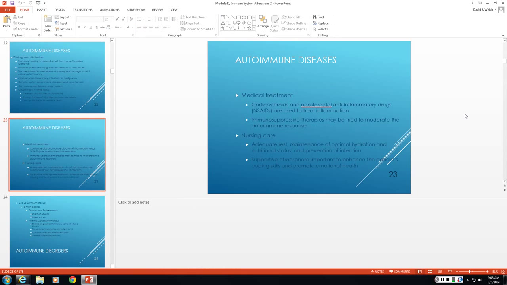Now, your autoimmune diseases, medical treatment for these is going to be with corticosteroids or non-steroidal anti-inflammatory drugs, or NSAIDs. And these are usually used to treat inflammation. You're also going to see immunosuppressive therapies that may be tried to moderate the autoimmune response. Now, nursing care for these patients, you're going to have adequate rest, maintenance of optimal hydration and nutritional status, and prevention of infection.